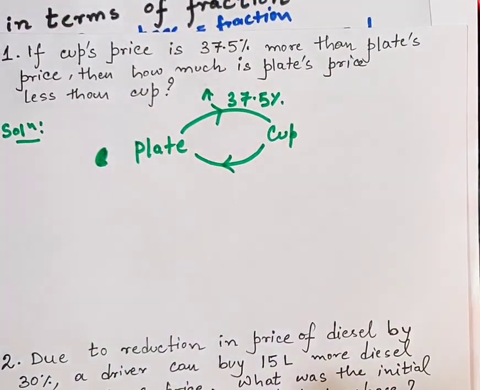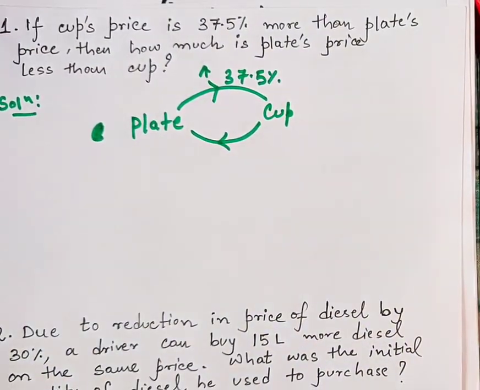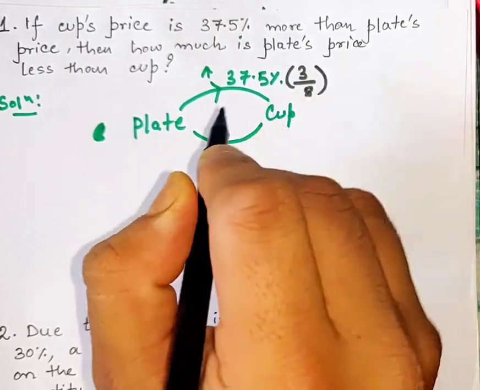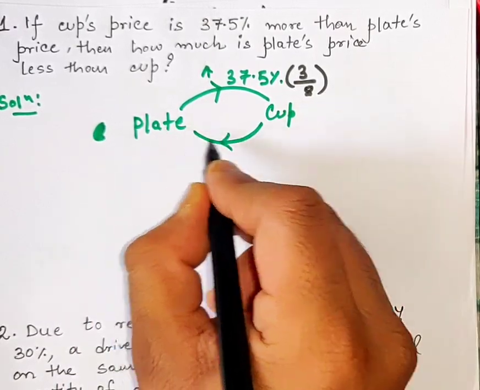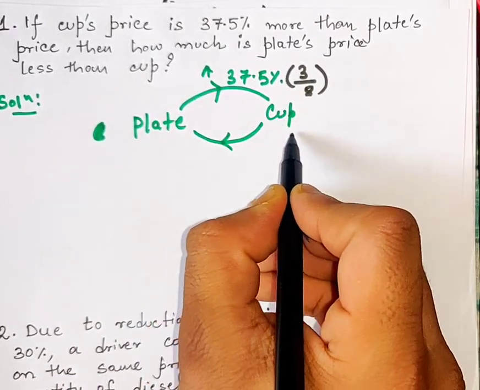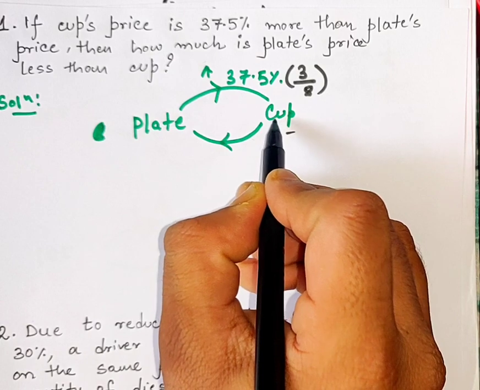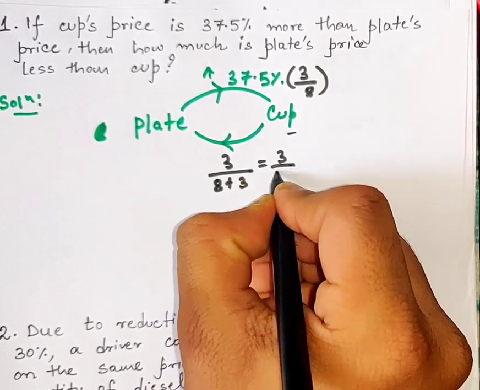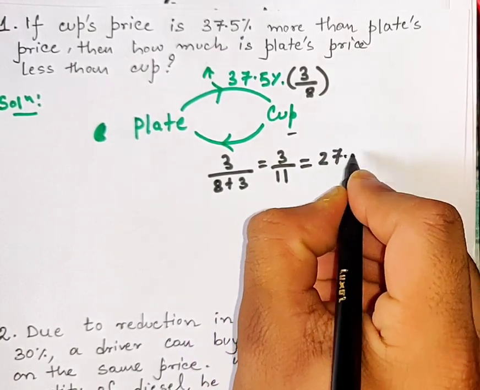Okay. So 37.5 by 137.5 is a complex value to calculate. So what we will do is that we will assume it to be a fraction. We know that 1 by 8 is 12.5. So 37.5 is 3 by 8. The value is increased by 3 by 8, so it should be reduced. How much is the plate's price less than the cup, which means the base is the cup. As you have increased, the base will increase. So 3 by 8 plus 3 equals 3 by 11. You know 1 by 11 is 9.09%. 3 by 11 will be 27.27%.